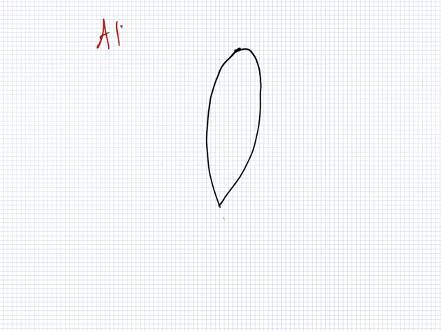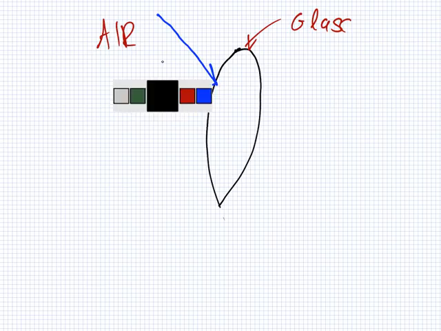Right, so here's my lens here. Now this here is air, and this here is glass. So what happens if this light comes in at an angle? Let me just draw it here. So here's the light coming in at an angle. The normal is perpendicular. So if this is here, this would be the normal, for example.